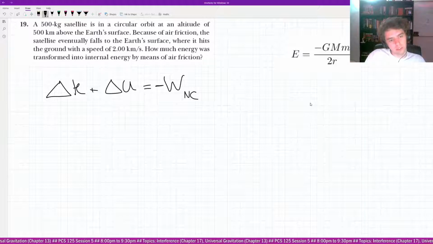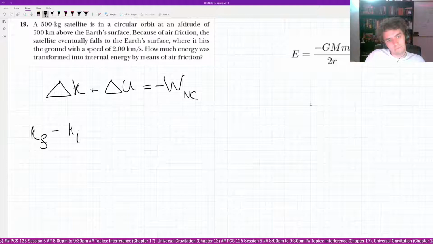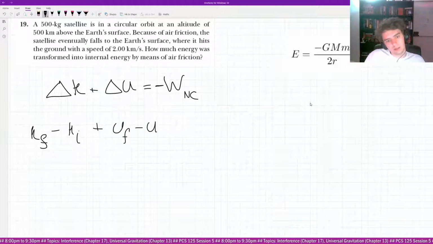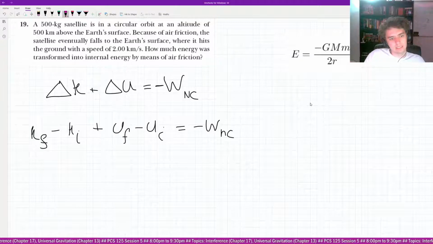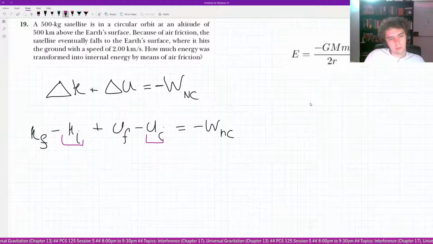So what I'm going to do is I'm going to say this is Kf minus Ki. I don't know if we need that here, because you can directly just substitute for the delta. Yeah, you can. I think it simplifies a little bit here, because what's going to happen is that Ki and Ui, but they're both negative. It's okay.